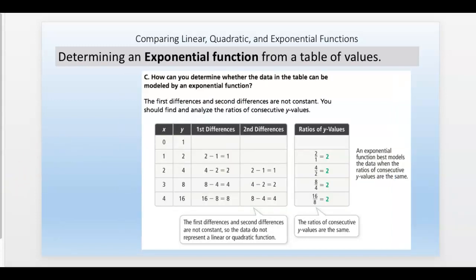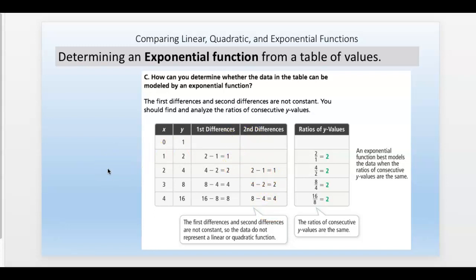Number 3. As you can look at these, look at the y's. Again, x goes up by 1. Look at the y's. The y's double each time: 2, 4, 8, 16. All right? Guys, so the first differences and even the second differences, they're not telling us much.